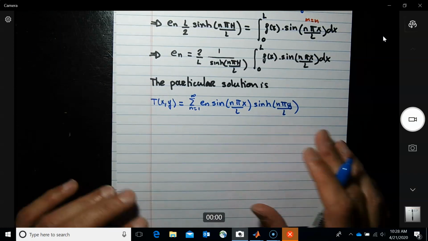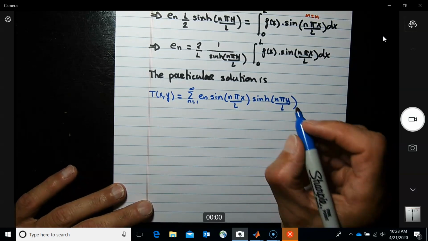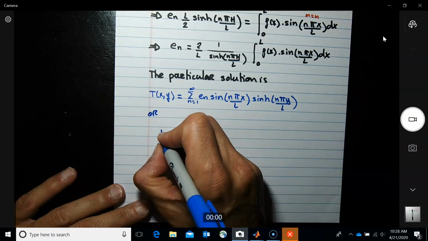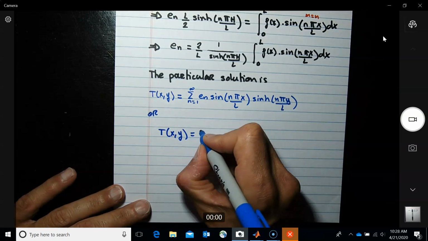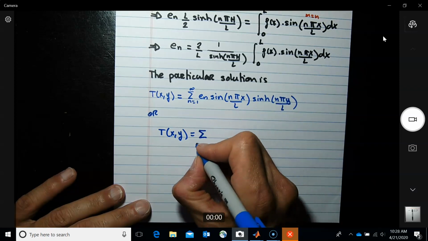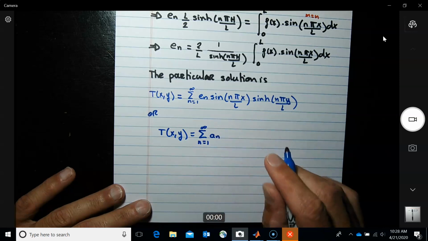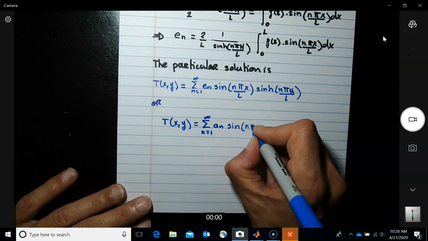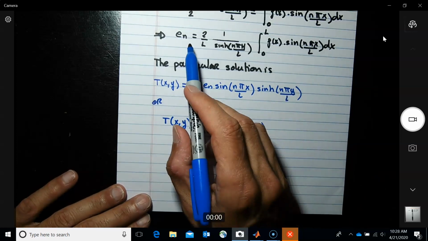Okay, so let's slightly rewrite it. We can say T(x,y) will be equal to the summation from n equal to 1 to infinity of a sub n sine(n pi x over L). Basically, I'm just substituting this to make it a bit simpler.